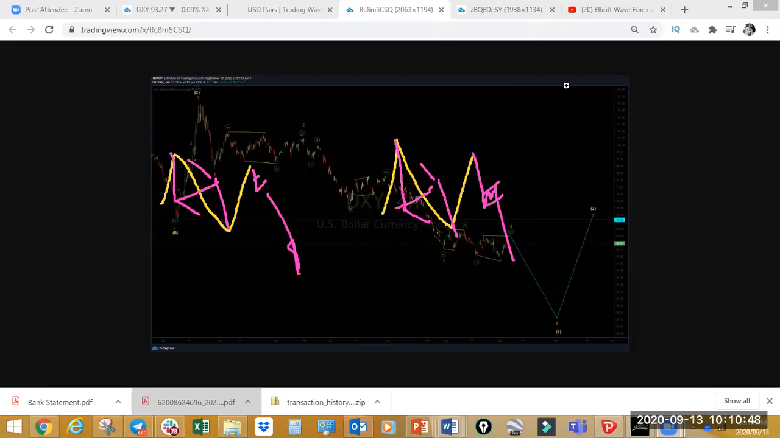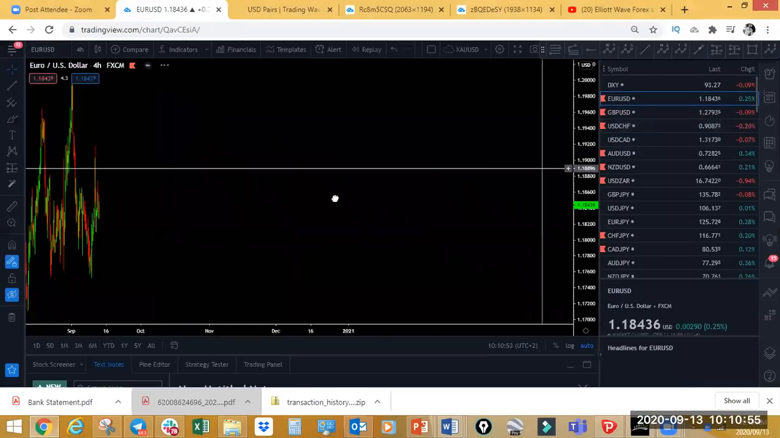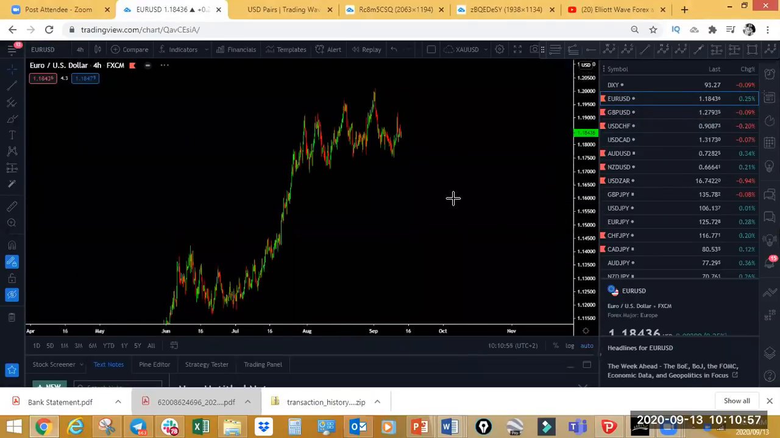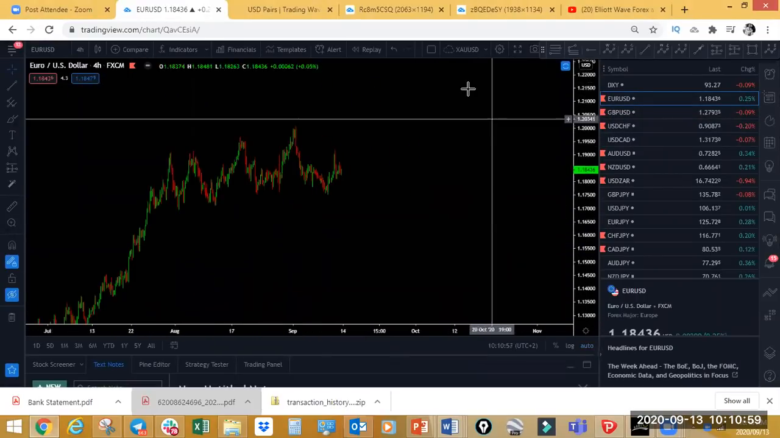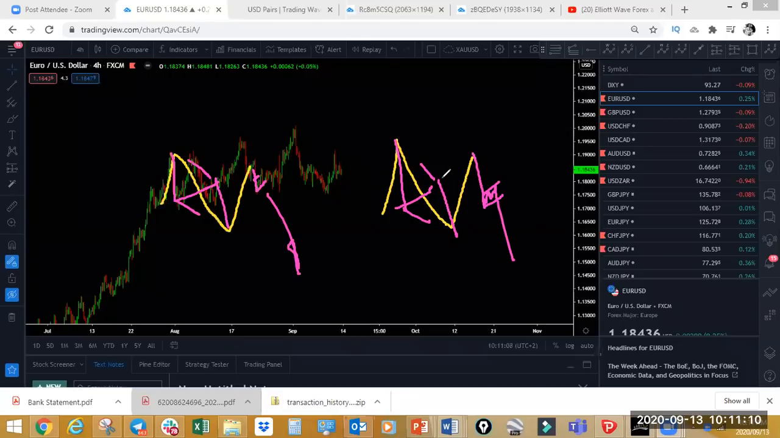All right, so let's go now on to the euro. I'm not going to go into as much detail as I did with the DXY, but that is the basis of how the market moves. So that is the DXY. So if the DXY is going to push lower, we'll expect a slight push to the upside on the euro, even if this does correct a bit like that.